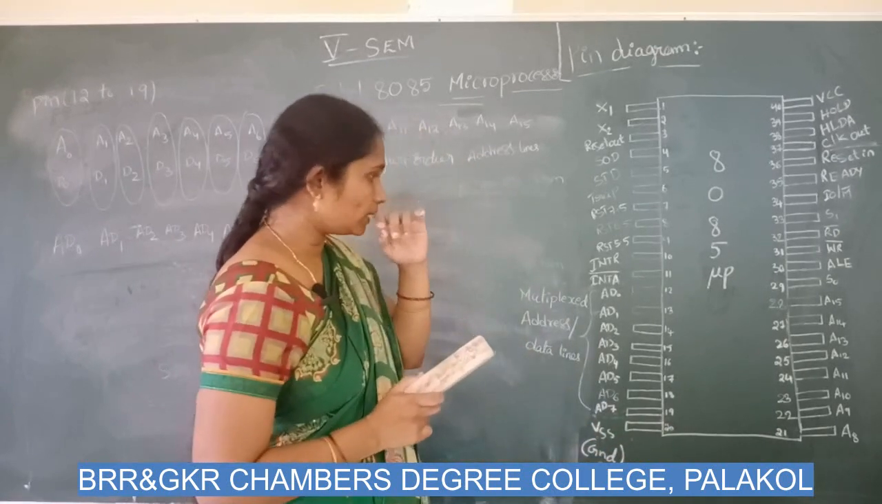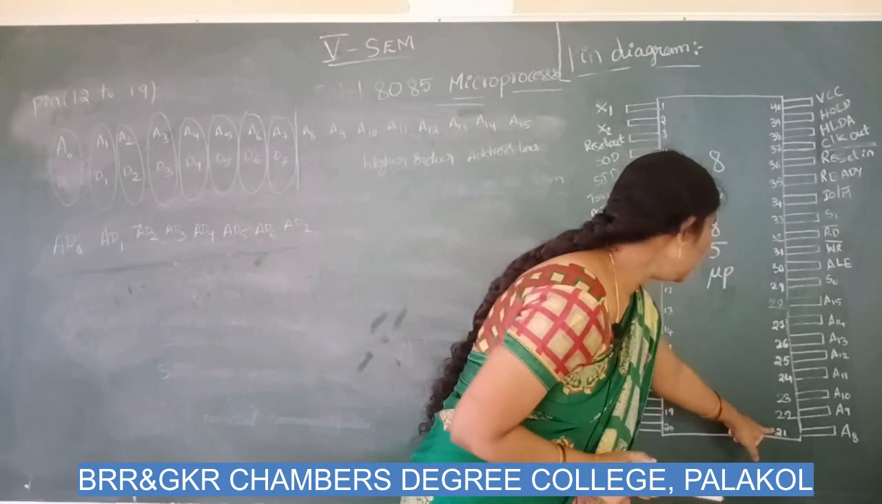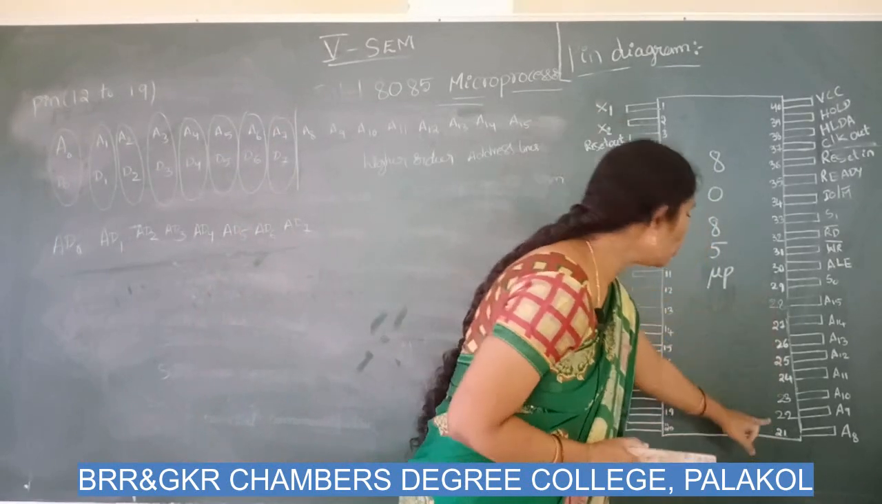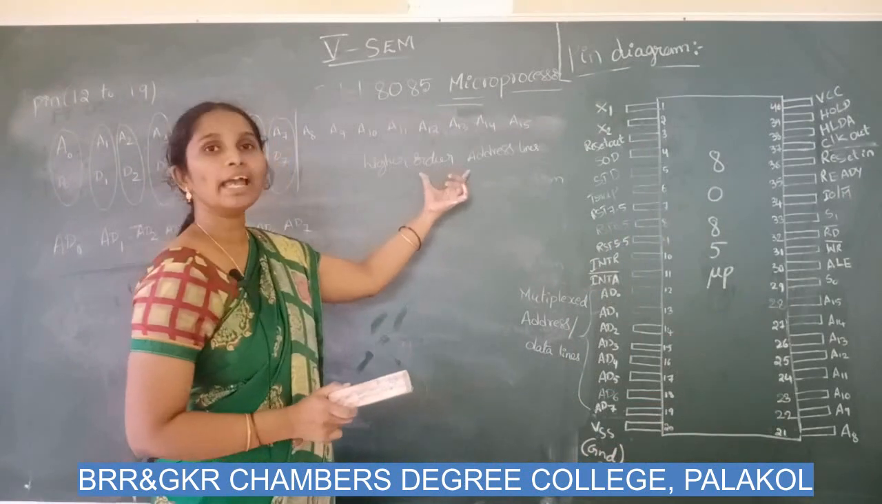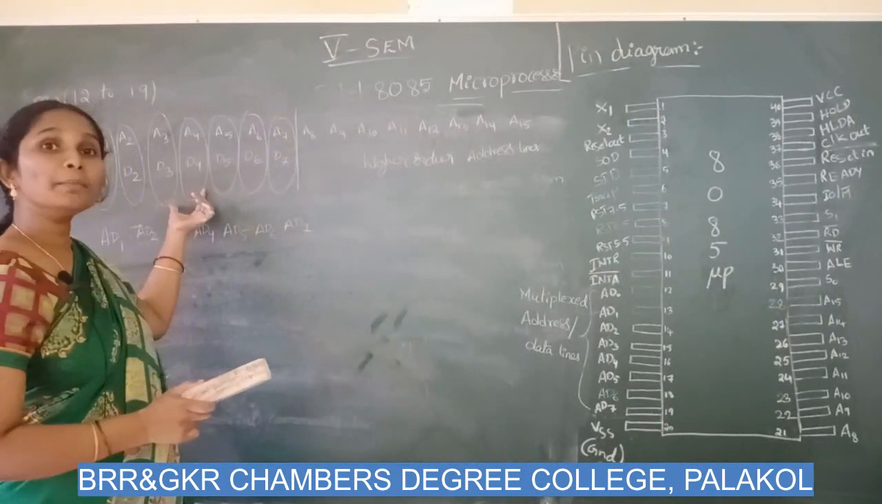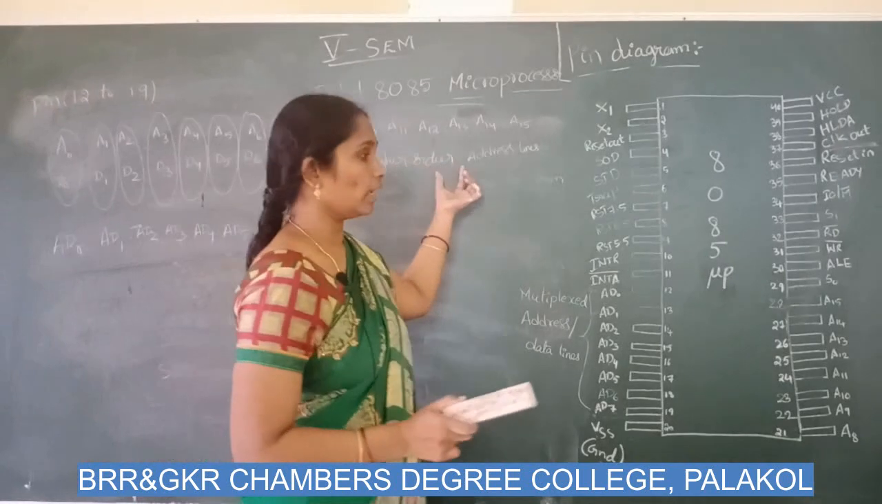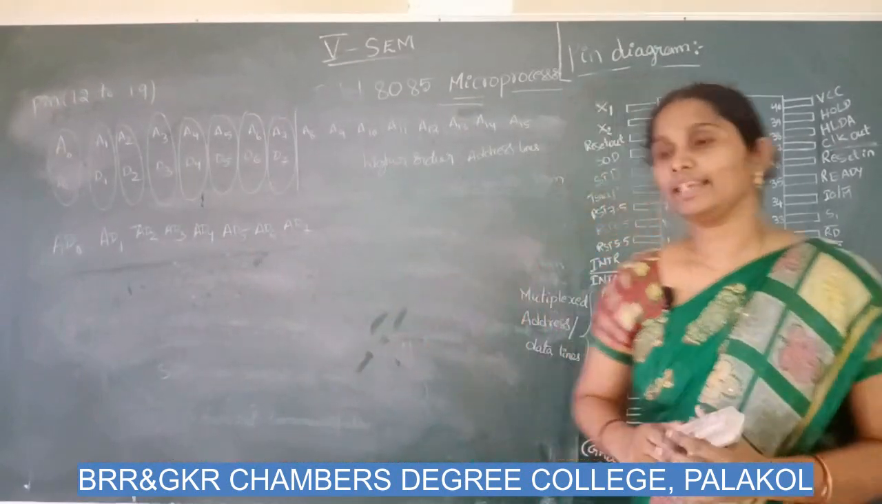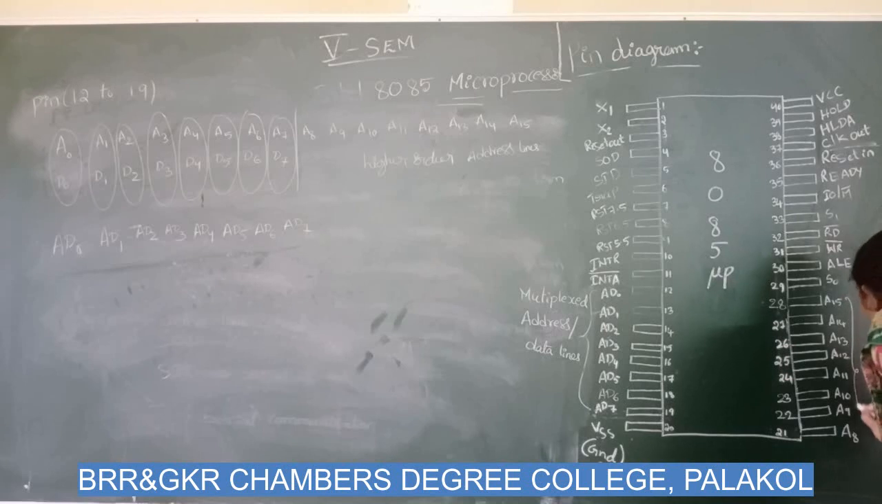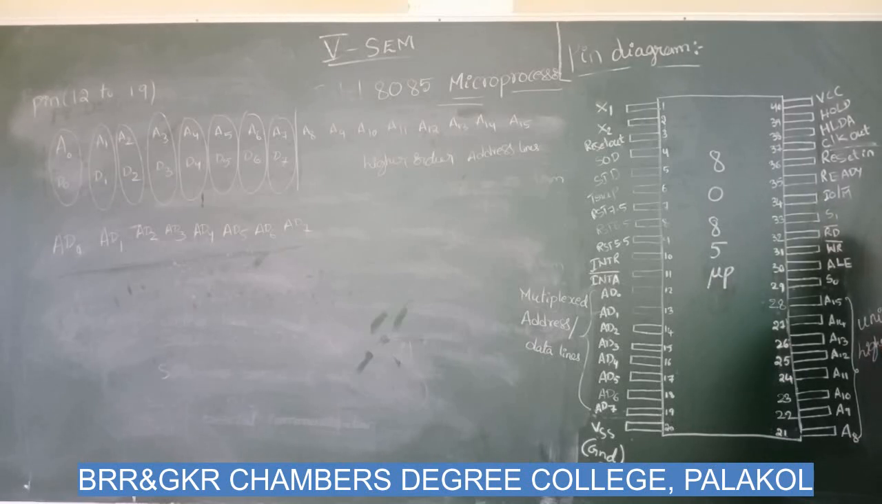Okay, next after that, pin number 21 to 28. Those all are the higher order address lines. So the lower ones are bidirectional address lines and these are the unidirectional higher order address lines.